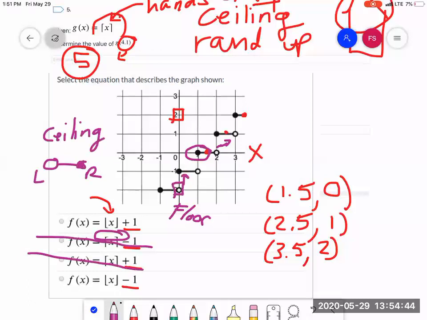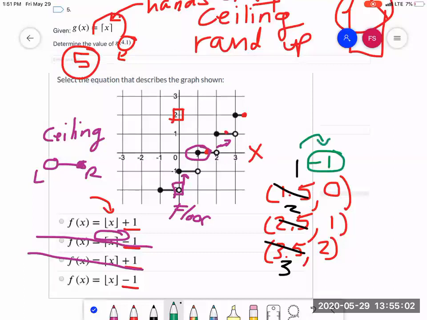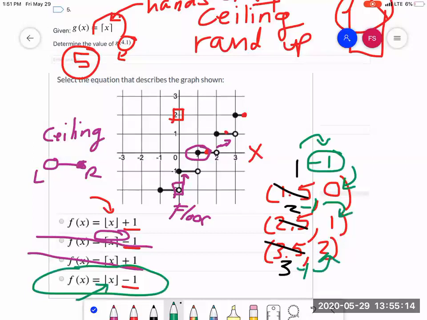So once we round down, so let's say 1.5 rounded down to 1, 2.5 rounded down to 2, and 3.5 rounded down to 3. Now to get our y value, we would have to subtract 1 from each of our x's. 1 minus 1 gives us 0. 2 minus 1 is 1. 3 minus 1 is 2. So here our answer is going to be D. We start with taking the floor function, the round down function, and then we subtract 1 to get our y value.